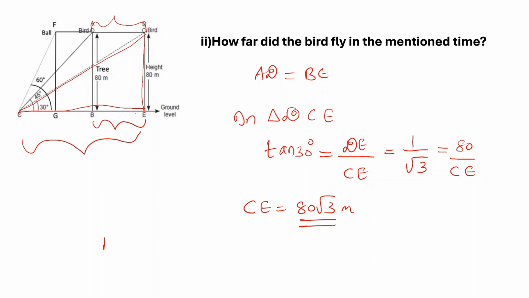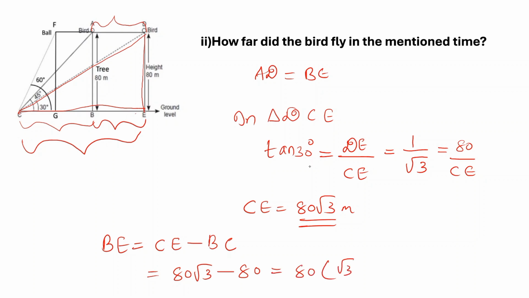We want to find BE. Okay, BE equals the total CE minus CB, or BC. That is 80 root 3 minus 80, which is 80 times root 3 minus 1 meter. This is the answer for this question. The bird flew 80 times root 3 minus 1 meter in that mentioned time.